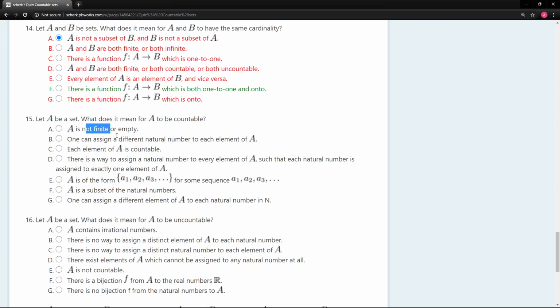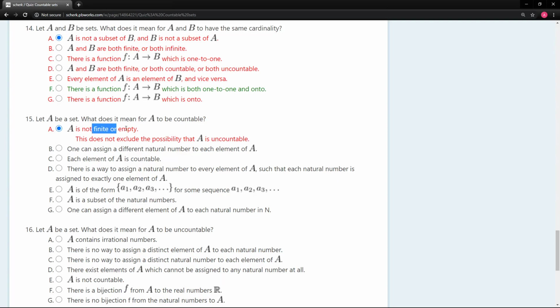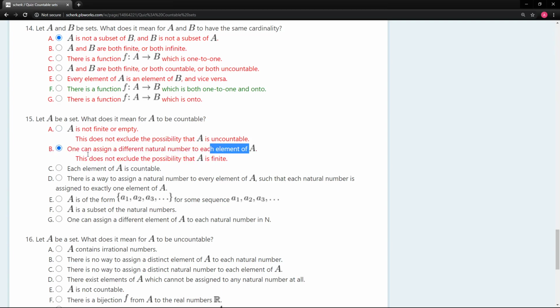A is not finite or empty. That's wrong. This does not exclude the possibility of A being uncountable. So A being not finite or empty, it could be uncountable, right? It could be R. One can assign a different natural number for each of A. Still doesn't feel right. A could be finite, right? Exactly. That's the definition of finite, kind of.